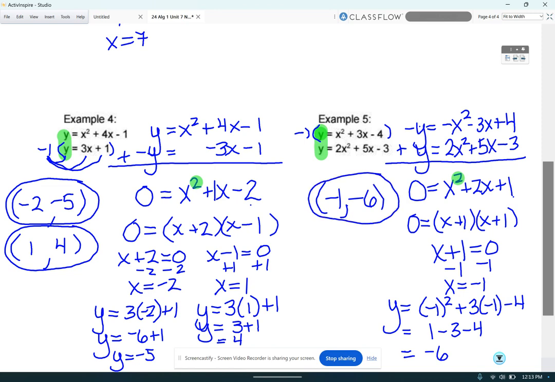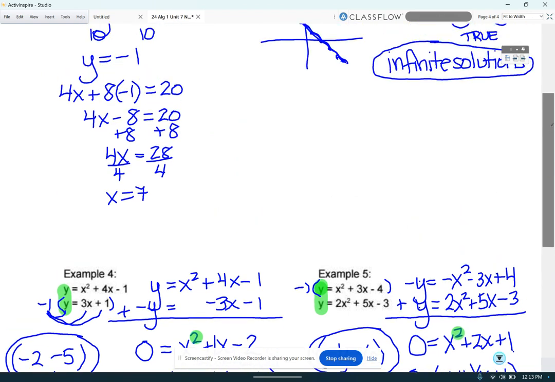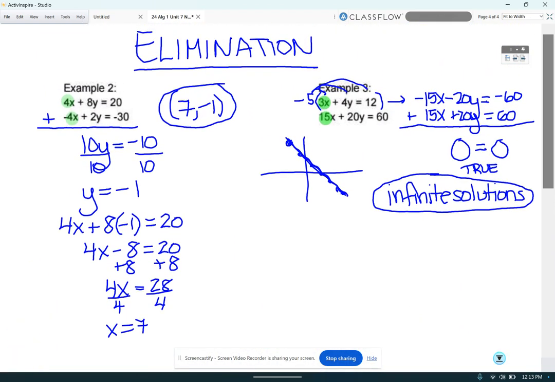All right, and that's the elimination method. It's a good method. Sometimes substitution is easier, but that's how the technique looks, and we'll keep practicing so you get better.